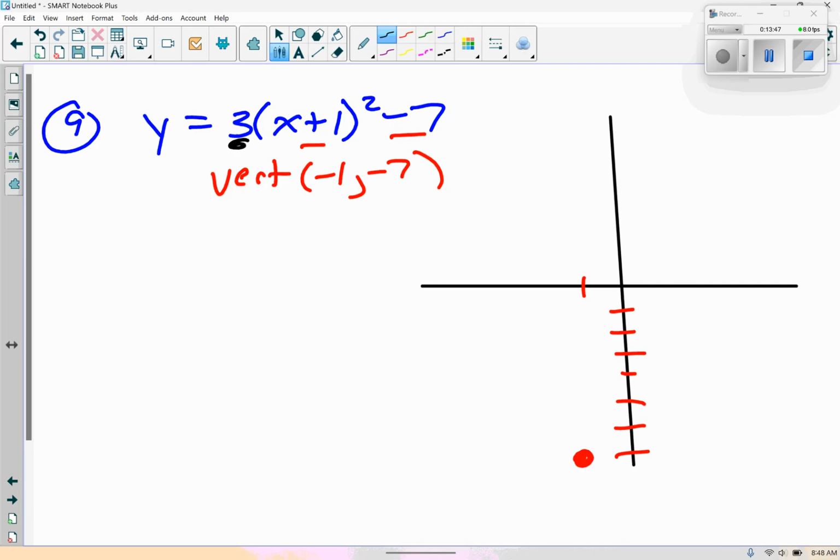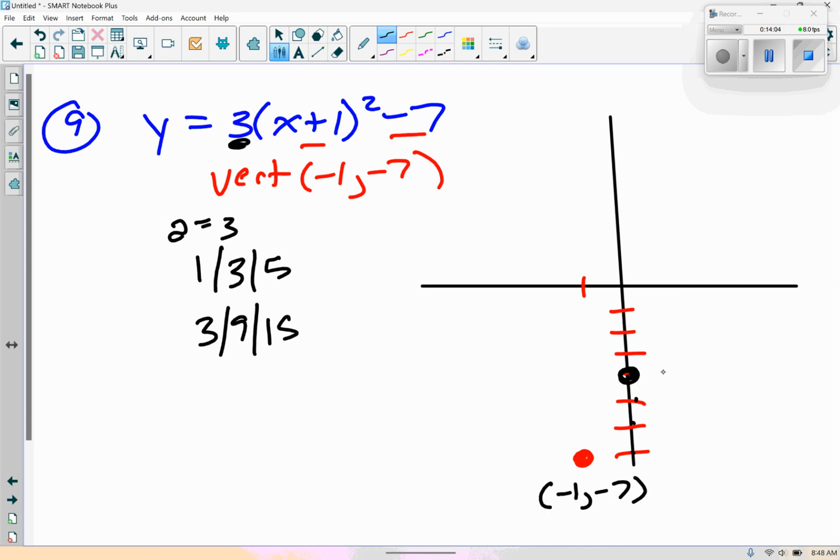Our a value is 3. We're going to multiply our pattern graph by 3. So 3 times 1, 3 times 3, 3 times 5. So I'm going to go right 1 up 3. So this point down here was this. If I go right 1, I get to 0. If I add 3 to -7, I get to -4.